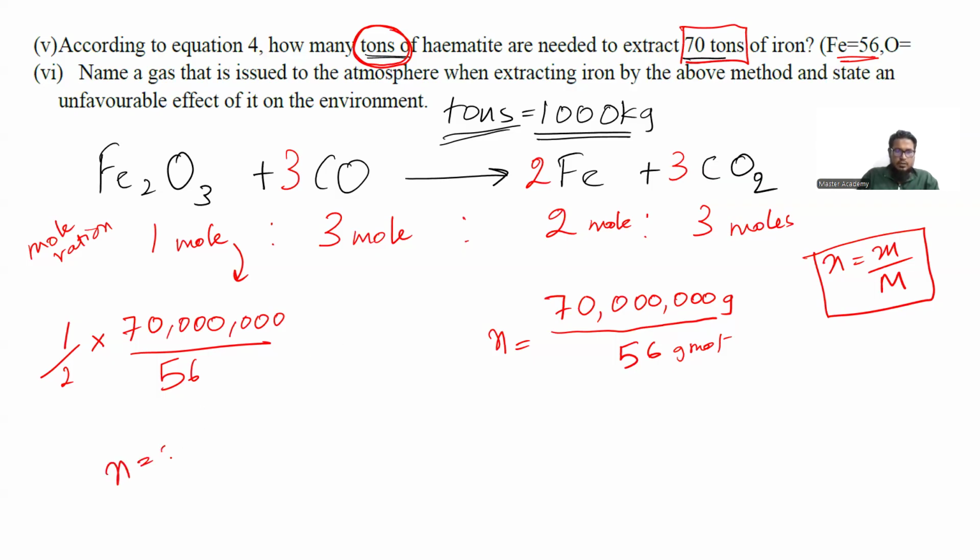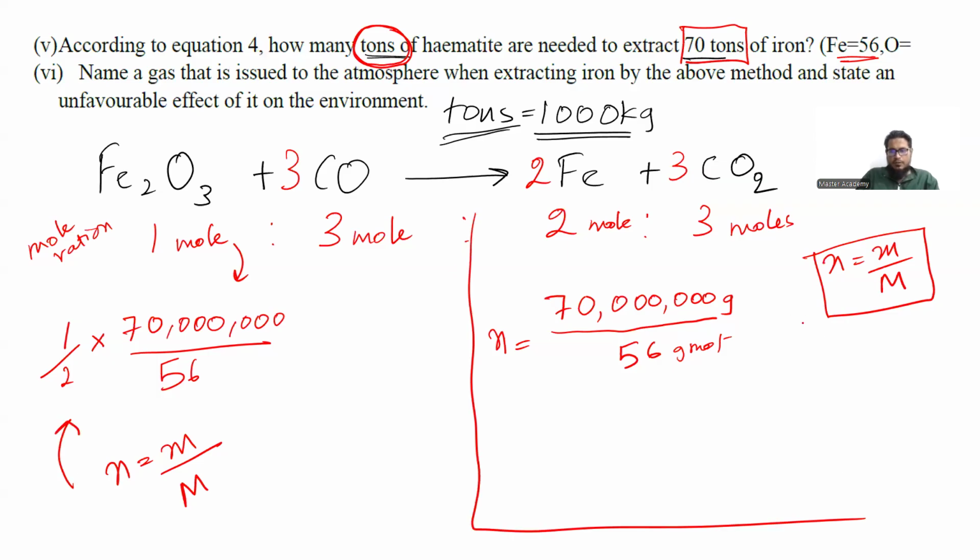Again, use the n equals small m over capital M equation for this side. Already we have used it to find the number of moles of Fe. Now we are going to use it to find the mass of Fe2O3. So if I need to find the mass of Fe2O3, I have to multiply, now I have to send the molar mass to the other side.